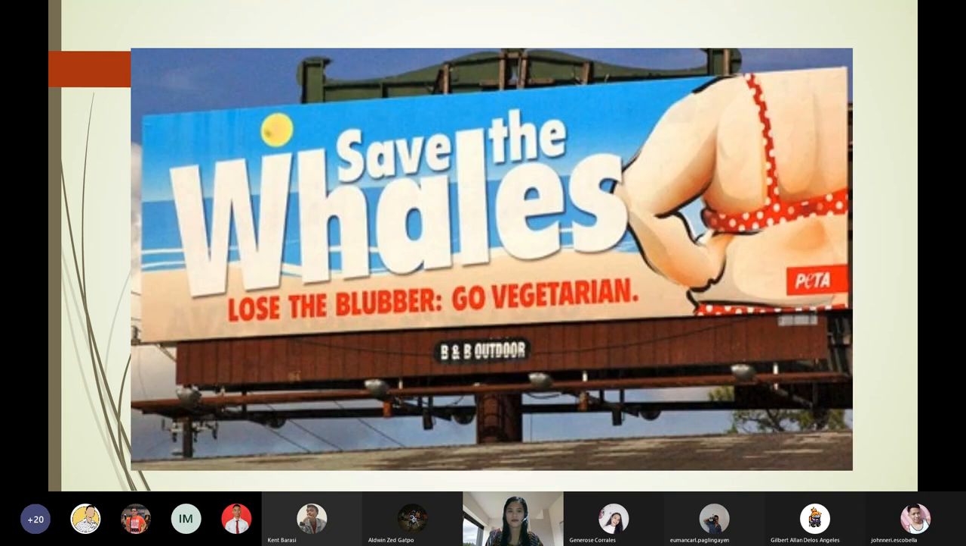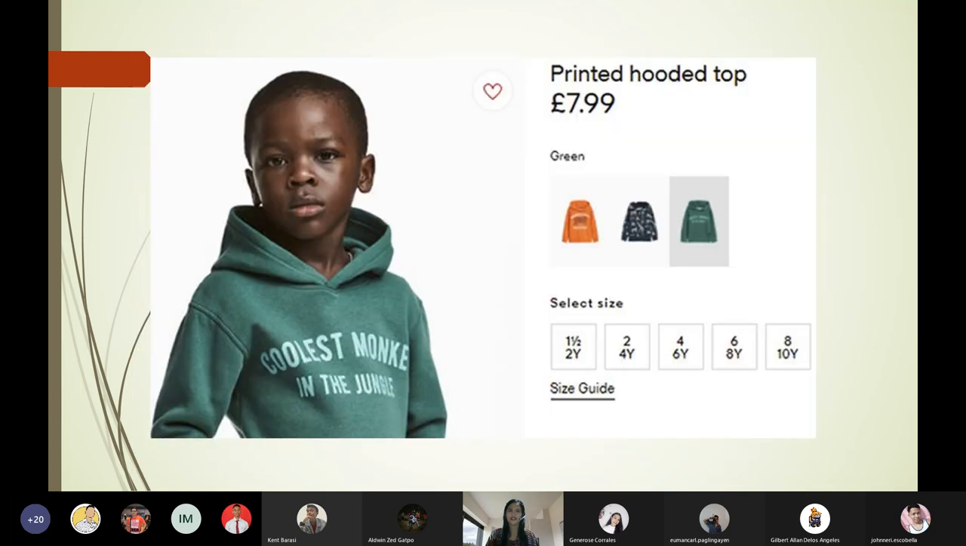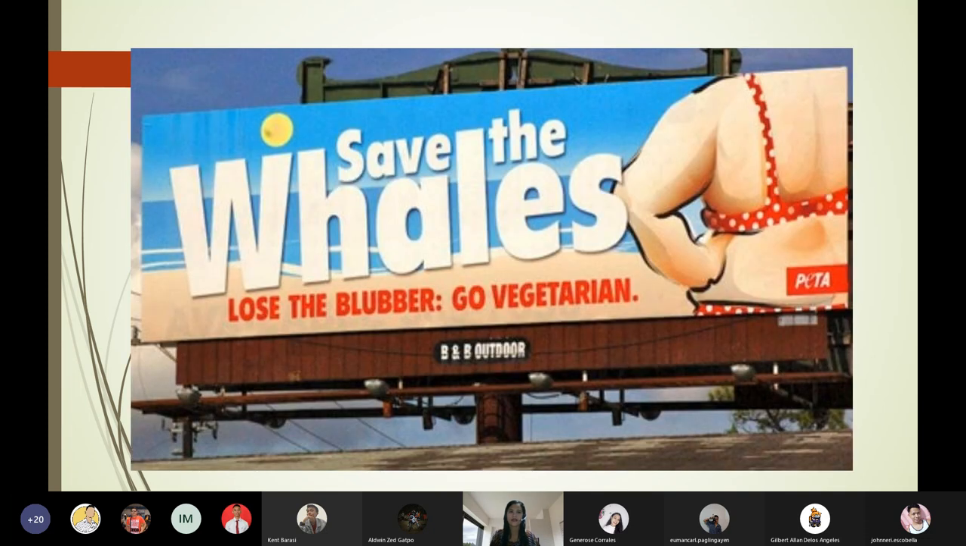Next. Look at this one. Oh, sorry. This one. Save the whales, lose the blubber, go vegetarian. So blubber is taba. Taba na makukuha sa isang isda. Okay? So ano yan? Aside from Mr. Gatpo, sino pa ang gustong sumagot? Save the whales. Lose the blubber, go vegetarian. So what's wrong with the image? Aside from Kent.